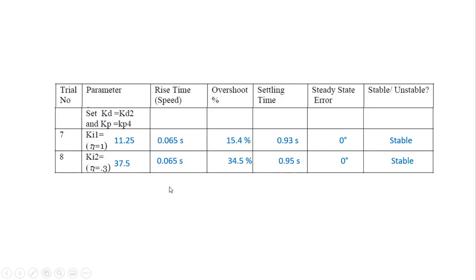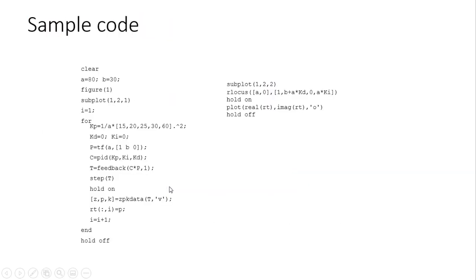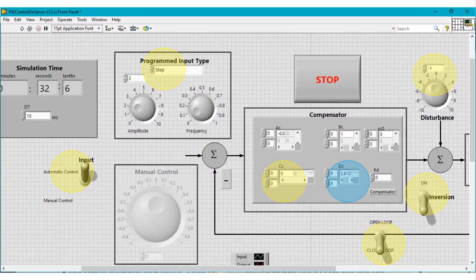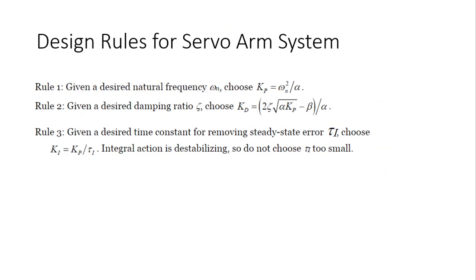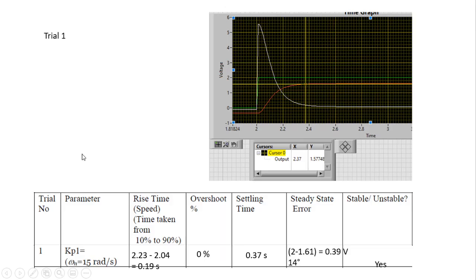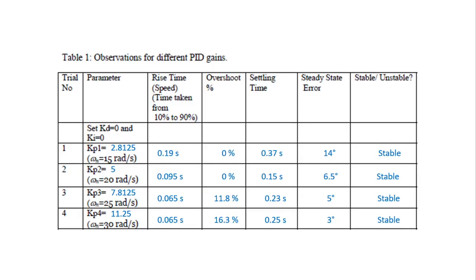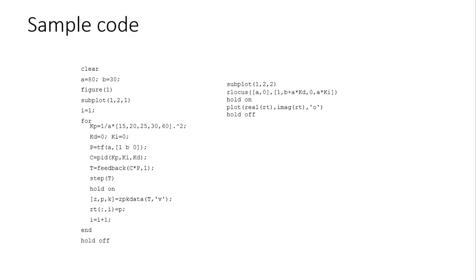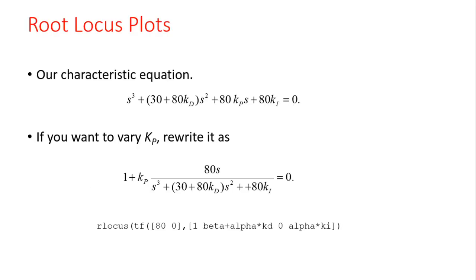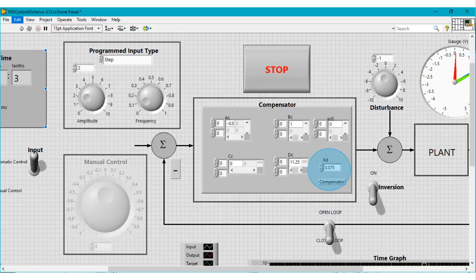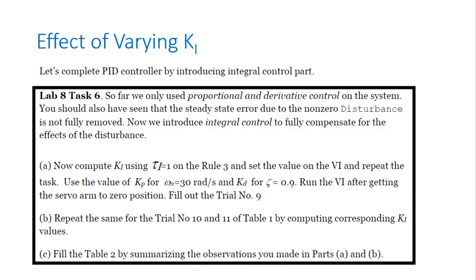How do I go back? What's the formula? Can't do anything without the formula. Oh, here it is. So your Ki equals Kp divided by the time that you want. This is the time it takes for the error to be removed, something like that. So where am I? I think I was here.